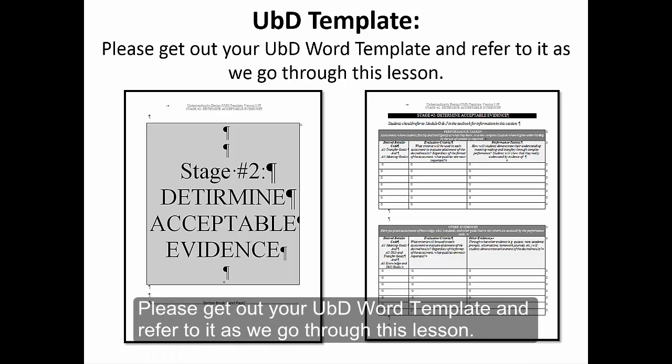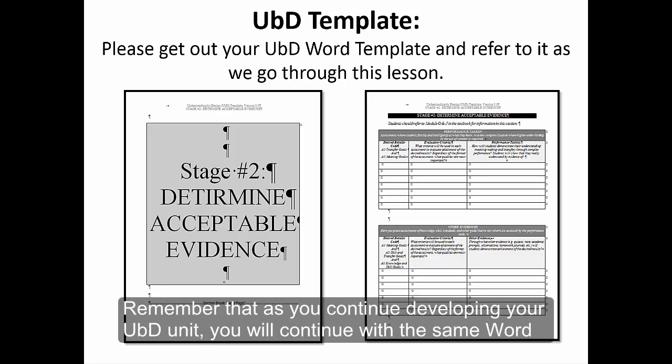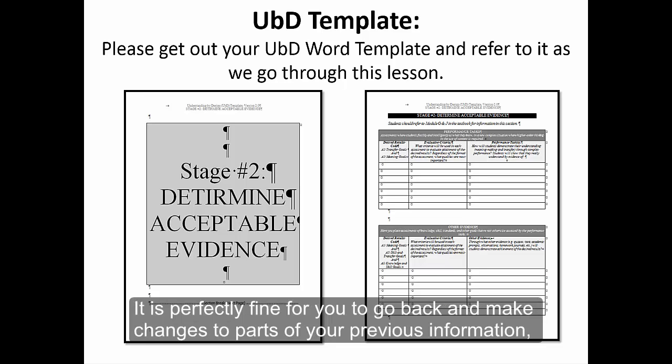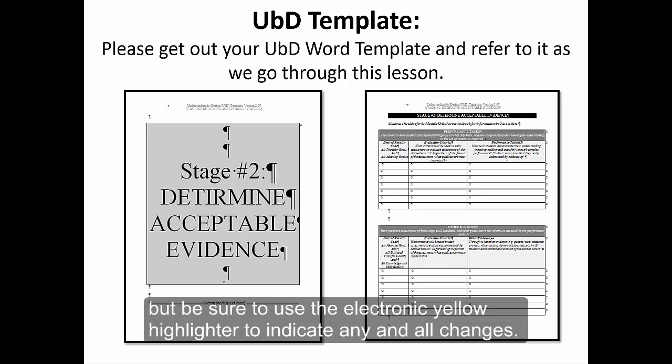Please get out your UbD Word template and refer to it as we go through the lesson. Remember that you can continue developing your UbD unit and you'll continue to use the same Word file as you had previously used in Stage 0 and Stage 1. It's perfectly fine for you to go back and make changes to parts of your previous information, but please be sure to use the electronic yellow highlighter to indicate any and all changes.